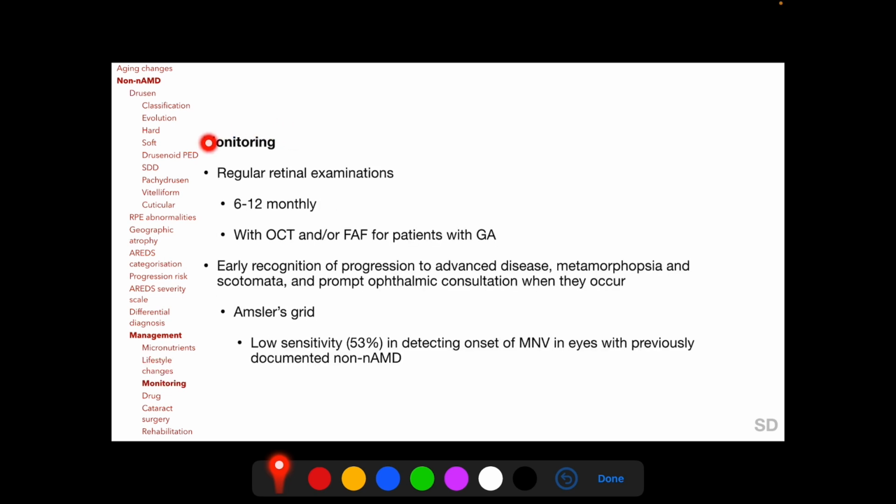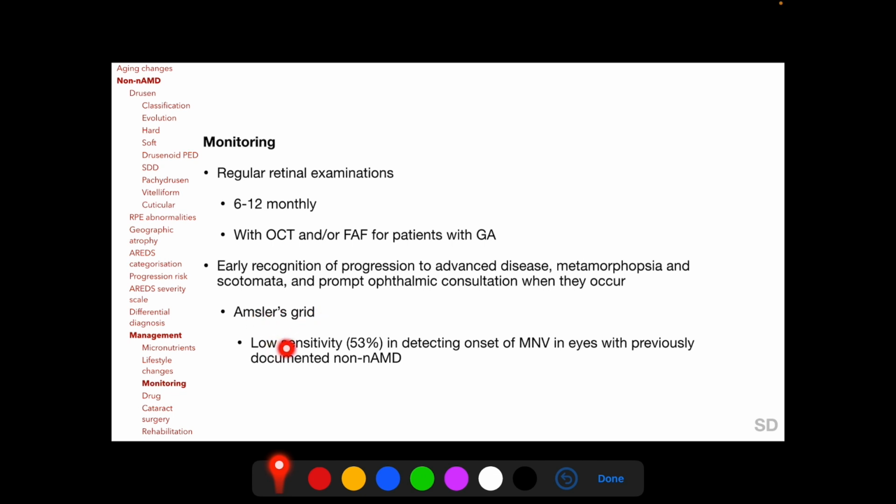Patients should be monitored regularly with retinal examinations in the clinic every 6 to 12 months, and periodic OCT and/or fundus autofluorescence examinations are recommended for patients with geographic atrophy. And early recognition of symptoms of progression to advanced disease, such as metamorphopsia and scotomata, should prompt ophthalmic consultation when they occur. Home-based monitoring for these symptoms can be done either with the Amsler grid or with preferential hyperacuity perimetry, which we have discussed in session 14 of this section.